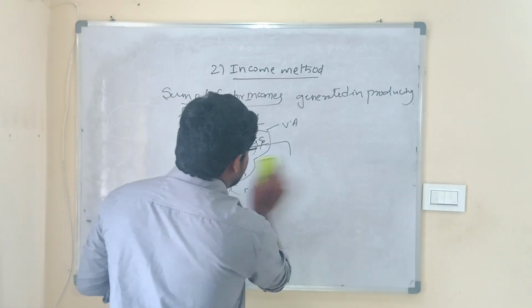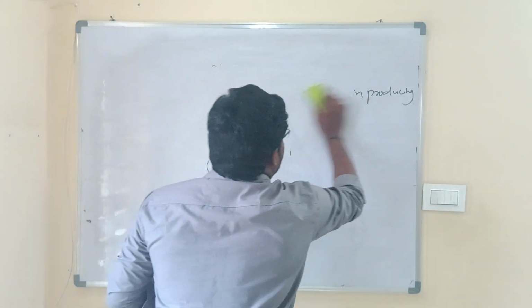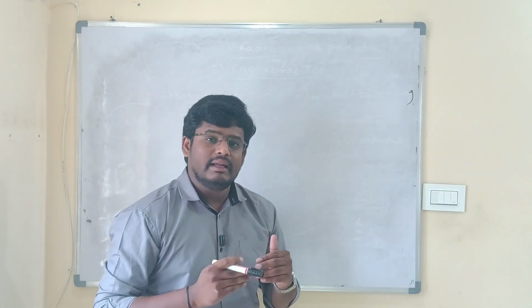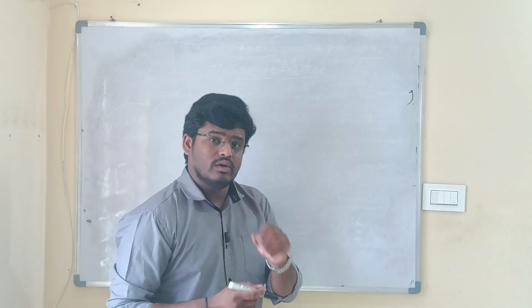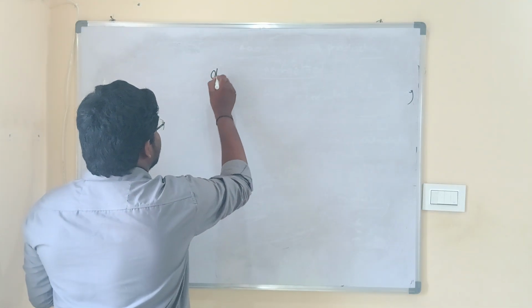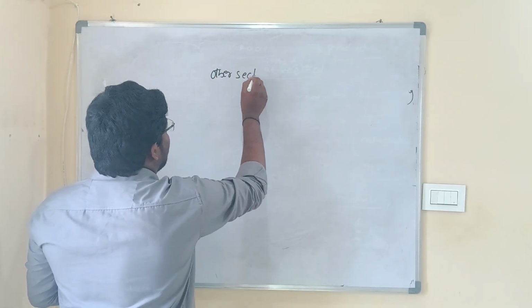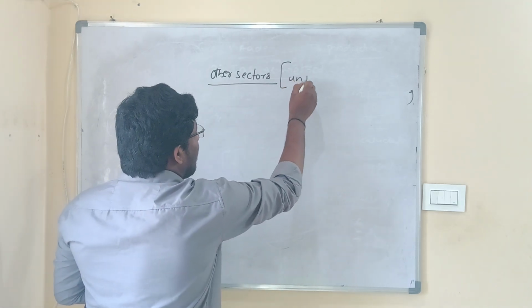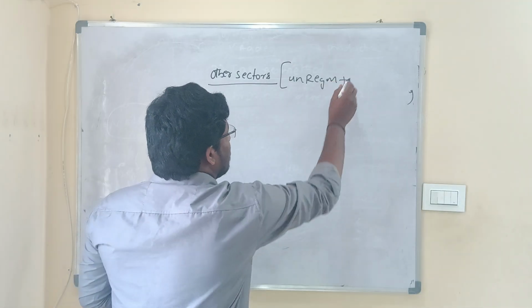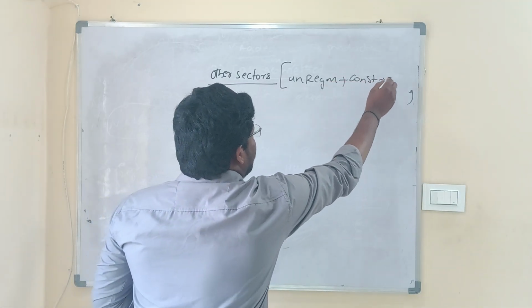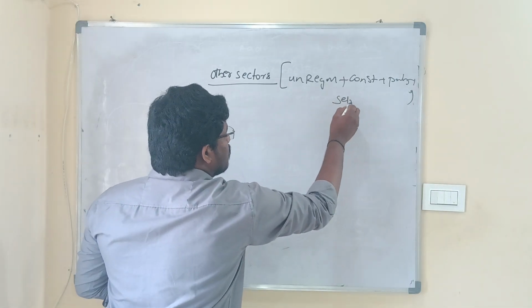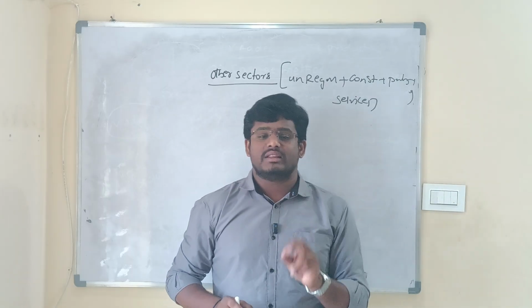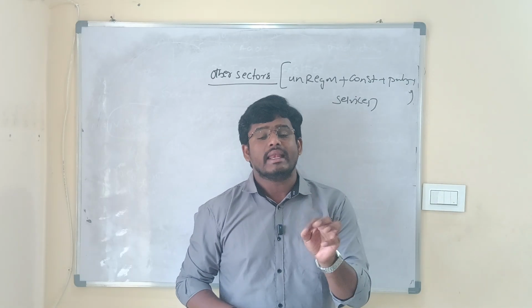Now one more point which we have to keep in mind, which is so important with regards to the income method: in case of India, compared to the value added method, the income method is mostly used to know the GDP contribution of other sectors. What does it mean? Other sectors include unregistered manufacturing units plus construction plus public utilities plus services. To know the GDP contribution of these sectors, the income method is used. Now the question is, why only the income method?